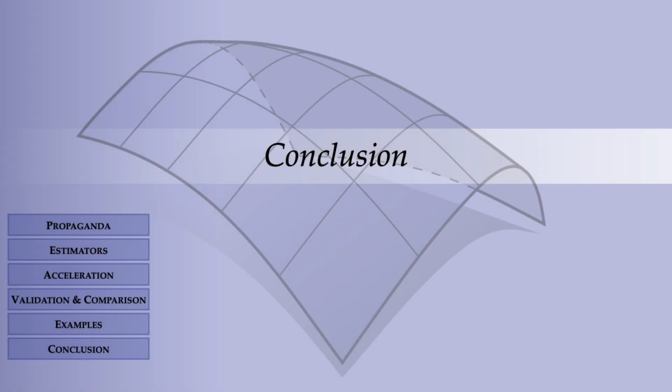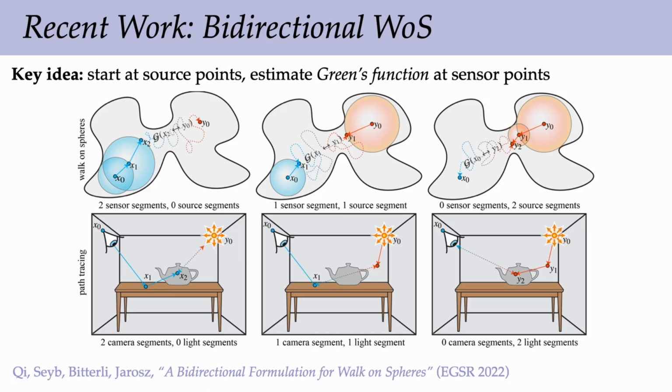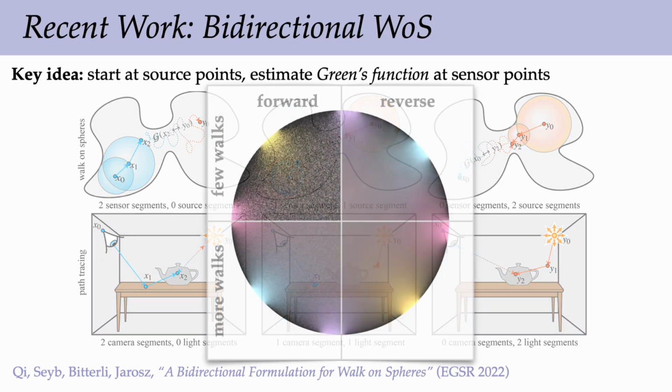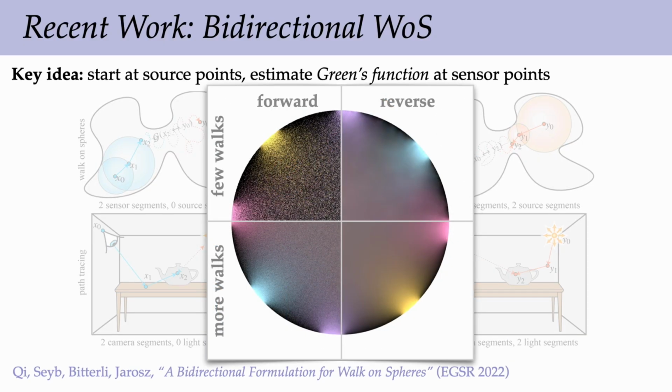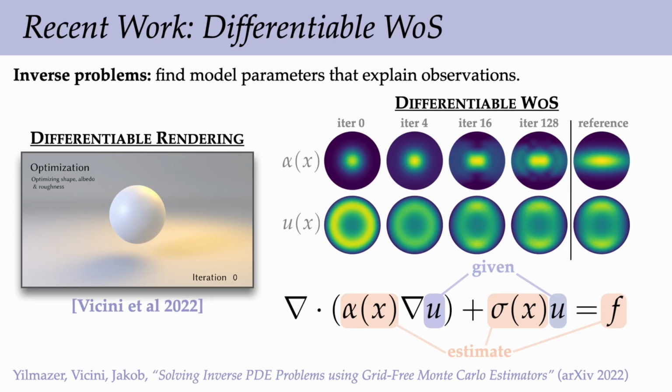Okay. To conclude, I just want to mention a little bit of kind of recent work that's going on in this area, not just by us, but by other people. So there's been some work on kind of translating this idea of bidirectional path tracing, of starting not just from the observer, but from the emitter or from the lights into the setting of walk-on spheres, and that can help very much to reduce the noise, the error.